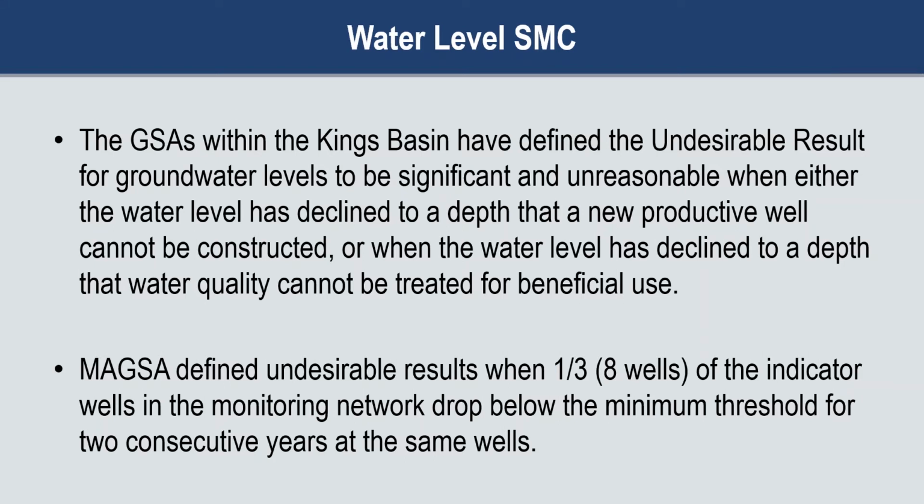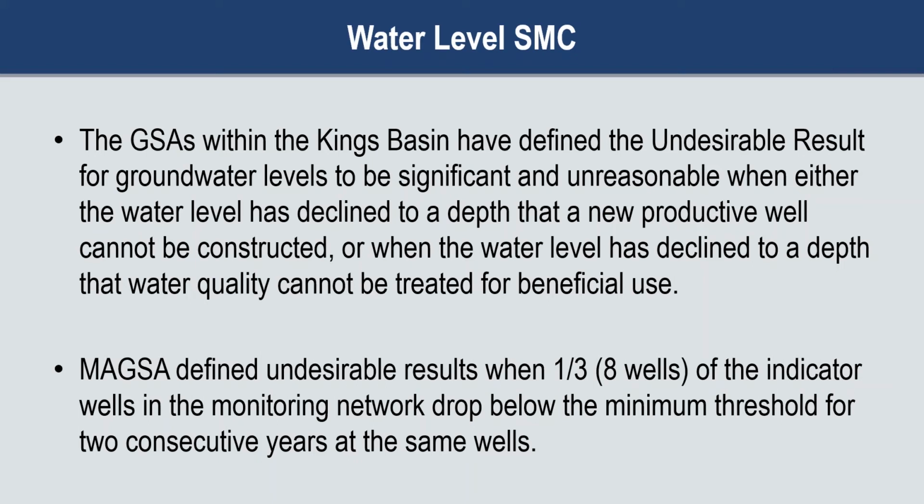It's good to keep in mind that this is for the entire Kings Basin. So there's a lot of different geographical factors that come into play. For example, in North Kings along the east side, there's bedrock. So part of the reason why they had in their water level decline to a depth that a new productive well cannot be constructed is that they don't want the water level dropping so low that it hits the bedrock and that area goes dry. Doesn't necessarily mean that same criteria applies to MAGSA. We don't have bedrock that shallow. We have the Corcoran clay, but a lot of the criteria set, which I'll show in a couple of slides, is above the Corcoran clay.